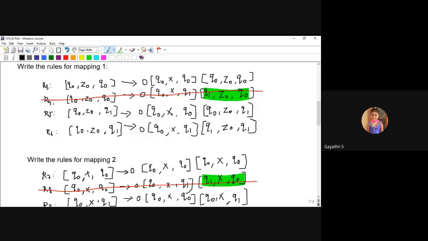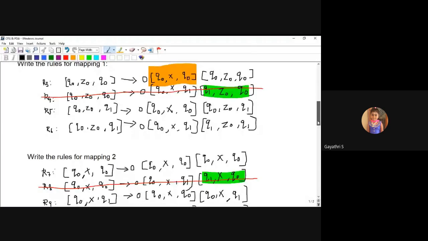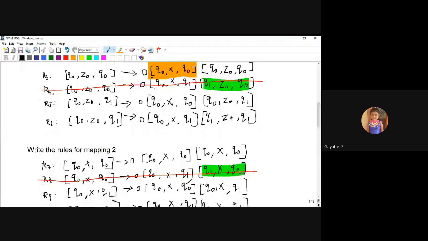See here, Q0 x Q0. I will highlight this production. On the left hand side, rule number 7, Q0 x Q0, this production gives the same thing, Q0 x Q0. There is no fruitful replacement for this production.